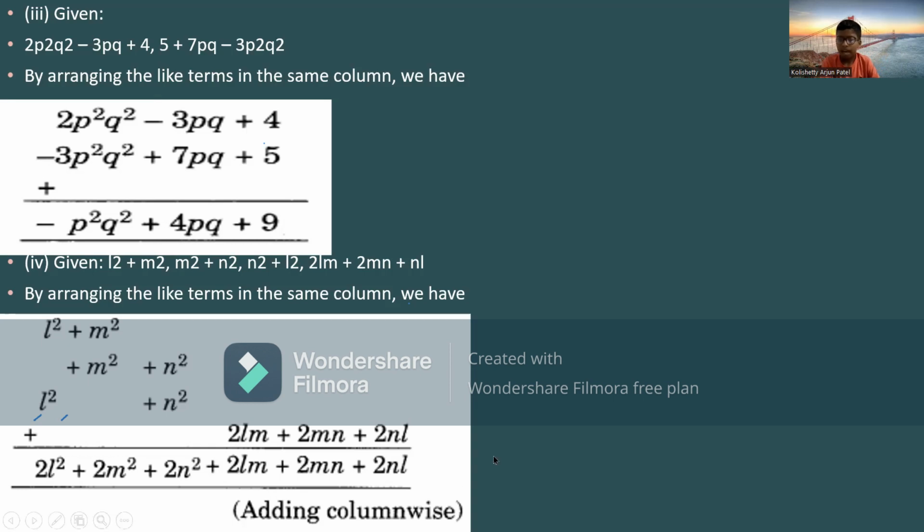So at the end, what answer do we get? Minus PQ squared plus 4 PQ plus 9. Is it the answer, right? Yes. So let's go to the next one. Without seeing it, I'm going to show you. See, how am I going to do it?